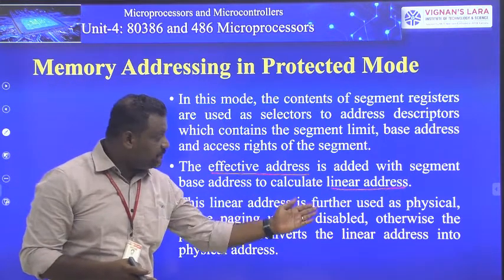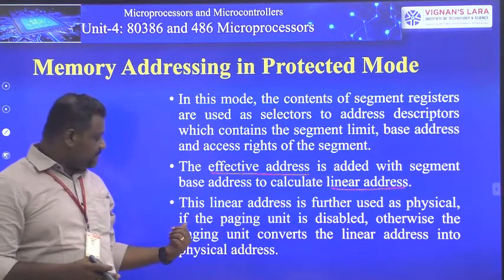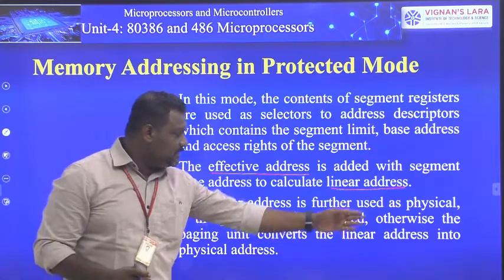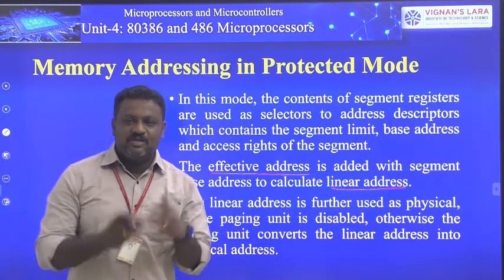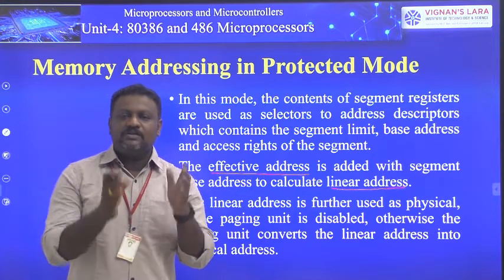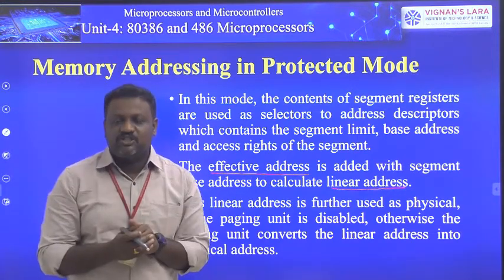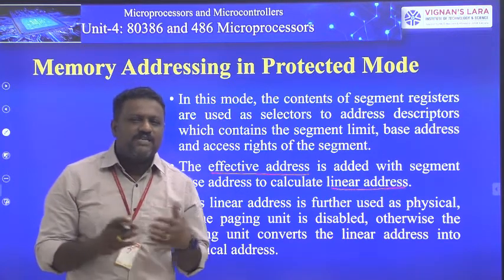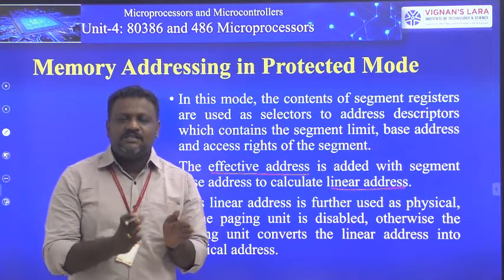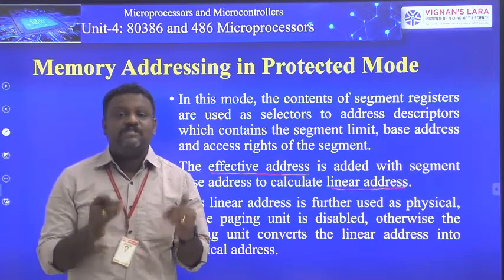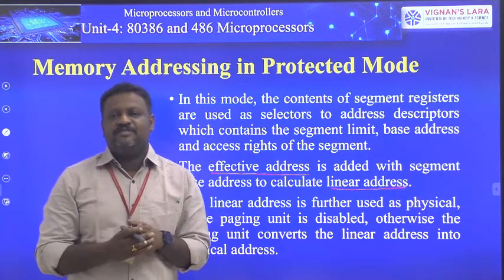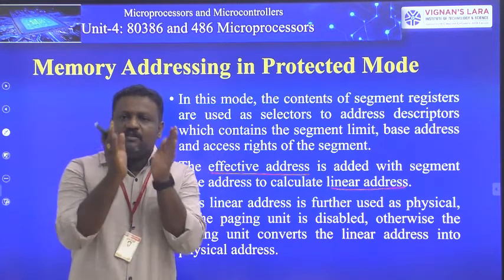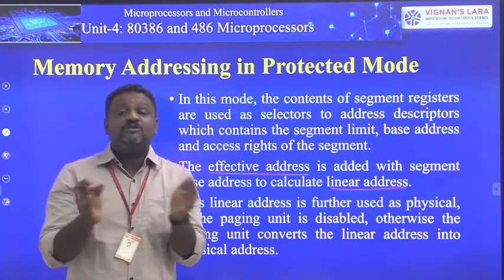This linear address is further used as a physical address if the paging unit is disabled. Otherwise, the paging unit converts the linear address into a physical address. The important thing is that the linear address produced by the segmentation unit is sometimes considered as a physical address. A physical address is an address assigned to the physical memory locations. But segmentation provides a linear address, which is not a physical address. In your processor, the paging unit was disabled.